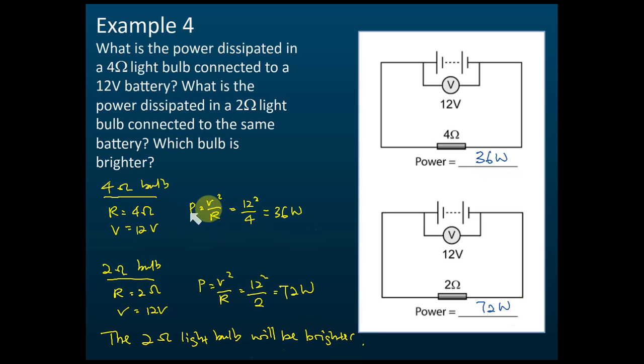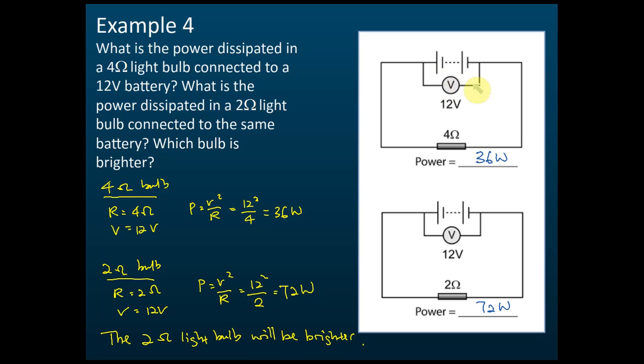So we can use P equals V squared over R to calculate the power, because we have the voltage and the resistance. The power for the 4 ohm resistor is 36 watt, and the power for the 2 ohm resistor is 72 watt. Which means the one with lower resistance has higher power, and higher power means if it's a bulb, it will be brighter. So the 2 ohm light bulb will be brighter.